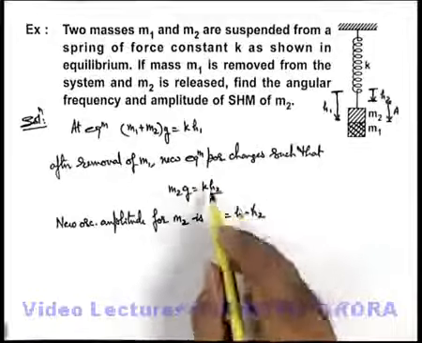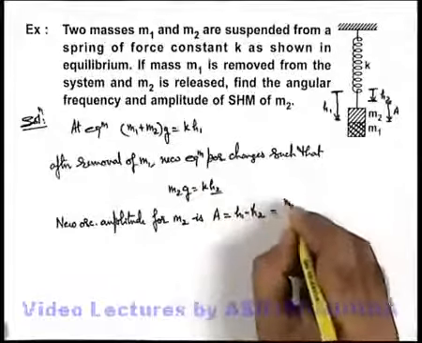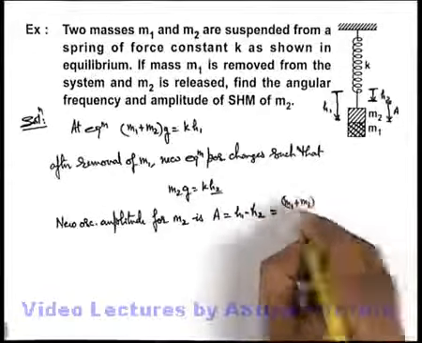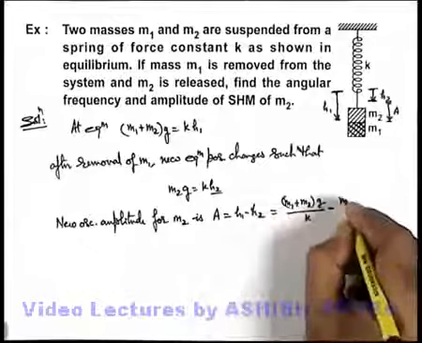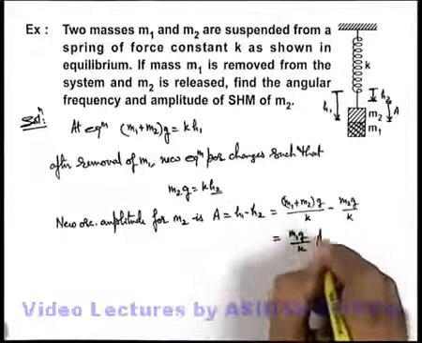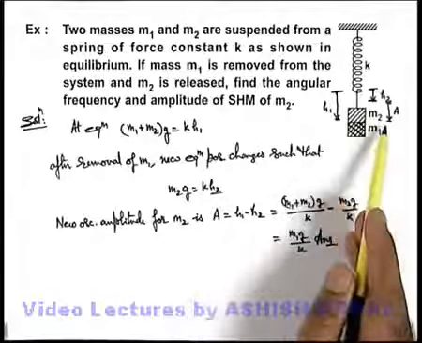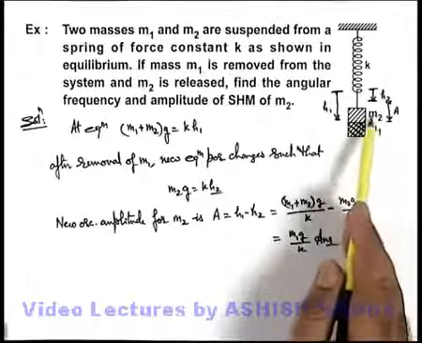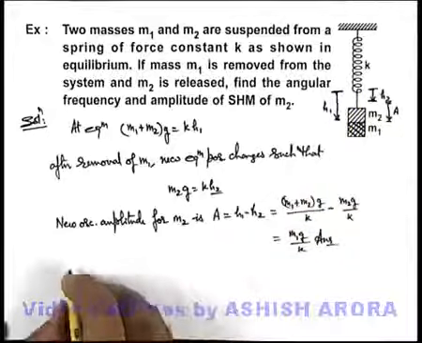When we substitute the values of h1 and h2 here, h1 is (M1 + M2)g/K, minus h2, which is M2g/K. So this will give us M1g/K. That will be the answer of this problem, as M2 will oscillate with this amplitude, and only M2 is oscillating under the influence of the spring having a force constant K.